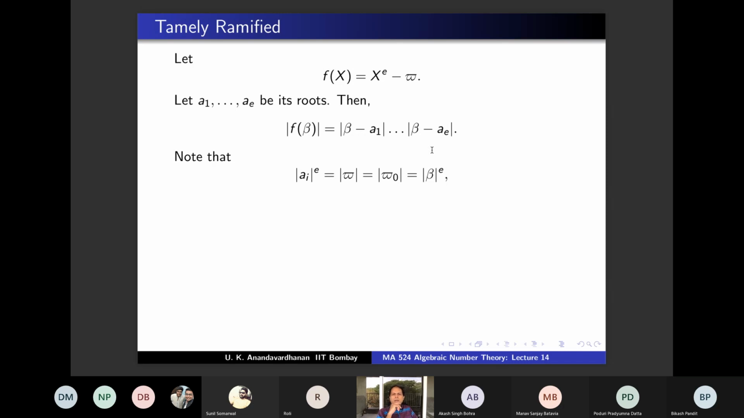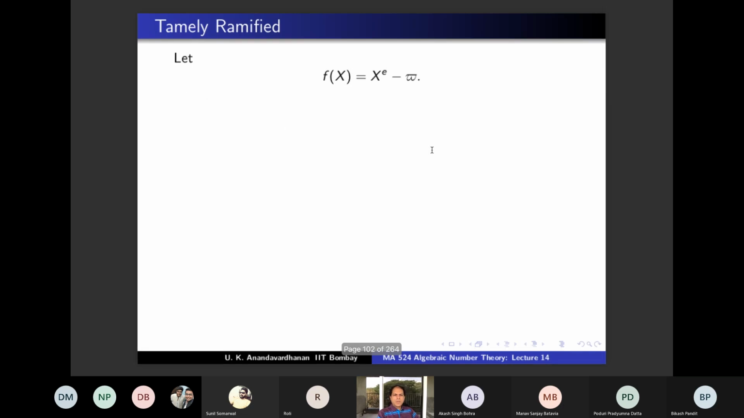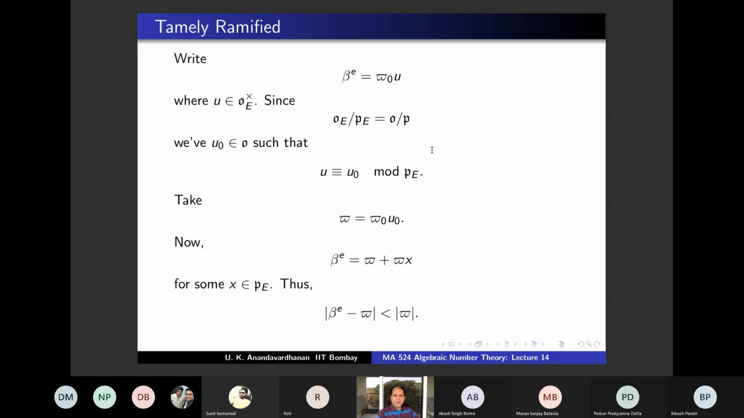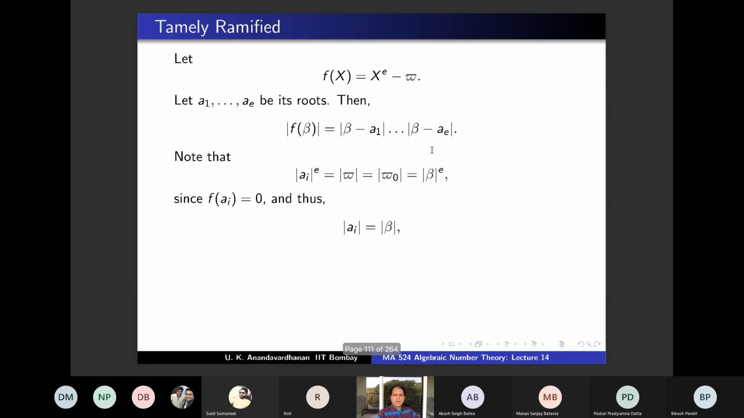So what is the conclusion? Mod ai and mod beta raised to e have the same absolute value. And this is because f of ai is 0. And therefore mod ai is mod beta. You're just using that mod ai and mod beta are positive, right? So a positive number power something equal to another positive number power the same thing, so these two numbers are equal. So mod ai equal to mod beta. And therefore, what can you conclude? Mod ai equal to mod beta, and remember this also, mod beta power e minus pi is less than mod pi. We'll come back to that. So this you have for each i, this is true.